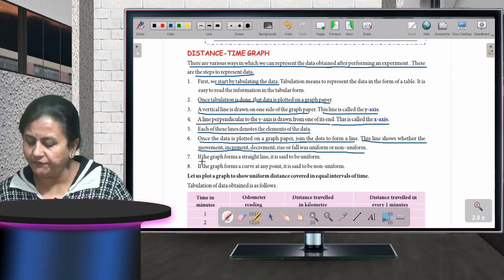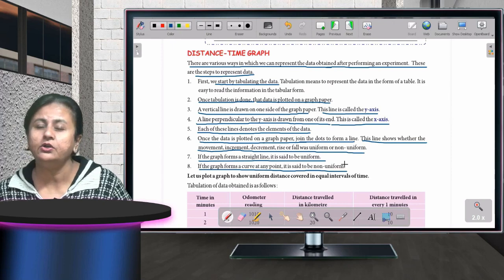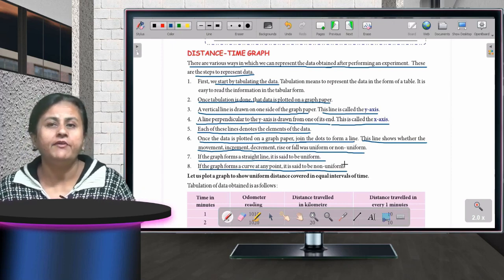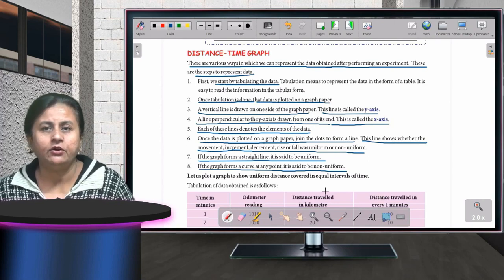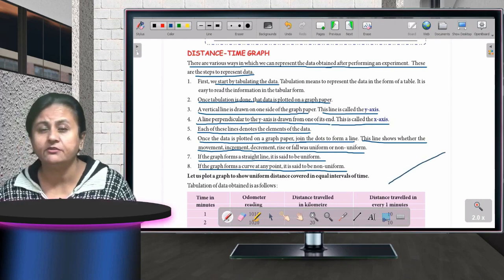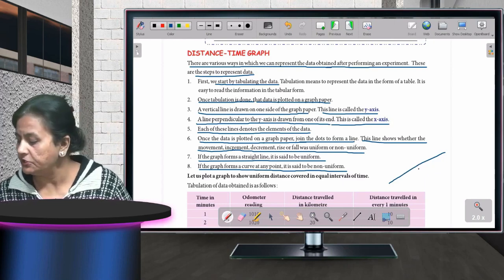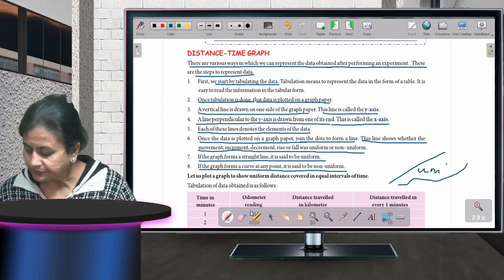If the graph forms a straight line, it is said to be uniform, and if the graph forms a curve at any point, it is called non-uniform. Whenever you plot the time interval on the graph, in case the line forms a straight line, that means it is uniform. And if the line is like this, it is non-uniform. Fine, children, I'll explain it to you properly now.